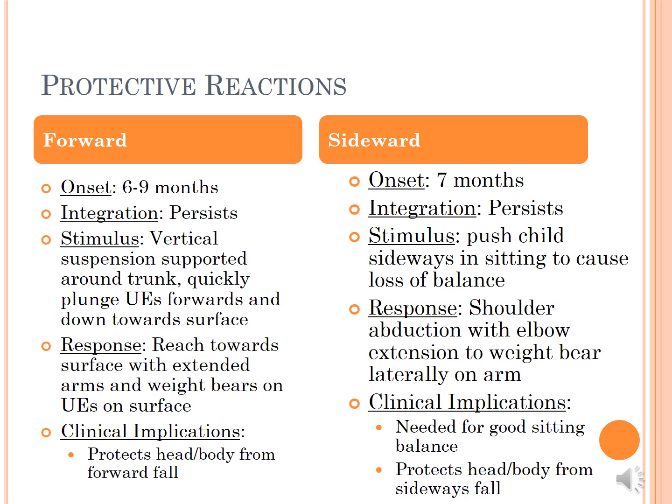themselves from falling. Same thing sideways. If they're sitting on the floor, you push one shoulder in the opposite direction. That side, that arm that you push them towards should come out and protect themselves to weight bear on that hand to keep themselves from falling, or at the very least slow themselves down. If they do indeed lose their balance, you push them hard enough. This one comes on around 7 to 8 months old, so it's a little bit later than forwards. And again, both of these are needed for good sitting balance, protecting yourself from a large loss of balance.